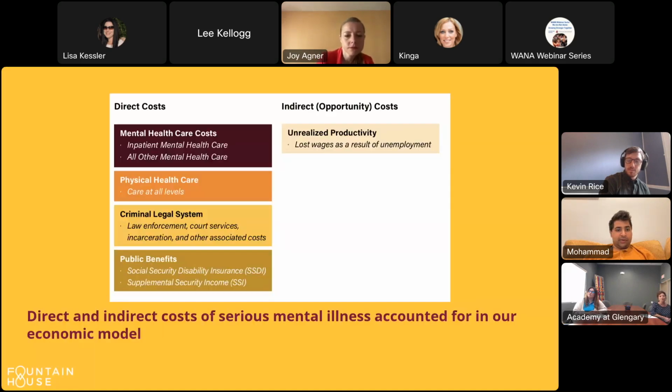So to further illustrate, we can see that there are 2 categories of costs. Direct costs, which include mental health care, physical health care, criminal justice system, public benefits, so direct resource allocations, and then indirect costs. These are costs associated with inaction. So for instance, loss of productivity that may result, maybe a consequence of an SMI.